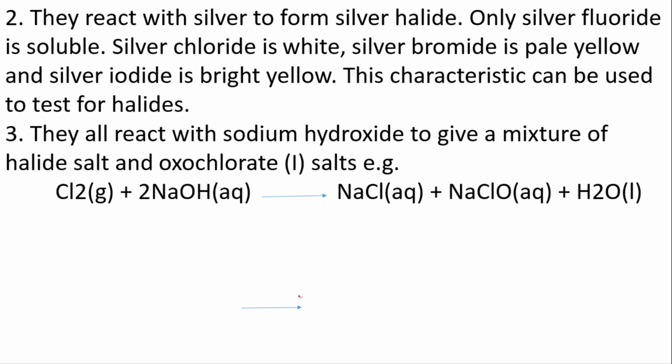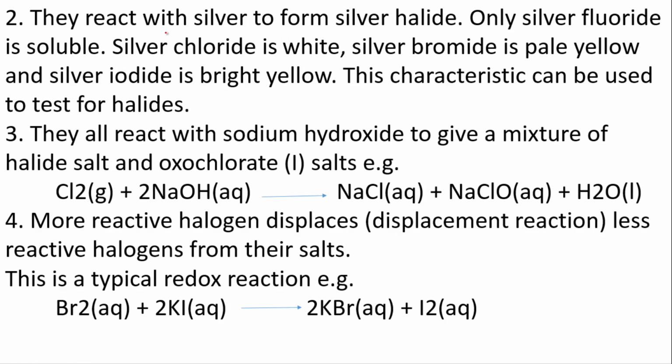Then another thing we need to understand here is they react with silver to form silver halide. This is very, very important. They react with silver to form silver halide. Only silver fluoride is soluble. Silver chloride is white, while silver bromide is pale yellow, while silver iodide is bright yellow. But what we are saying here is only silver fluoride is soluble. Therefore, silver chloride is white, bromide is pale yellow, while the iodide is bright yellow.